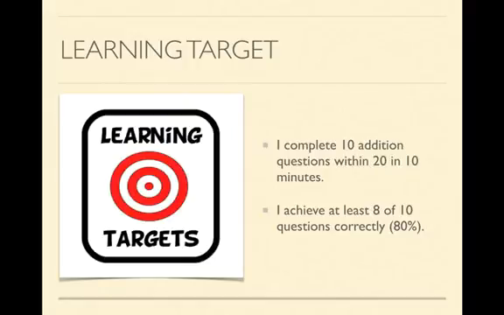In these two learning targets, I selected the subject as I, which means students can repeat that I complete 10 addition questions within 20 in 10 minutes. And also I achieve at least 8 of 10 questions correctly. So students will find it easier to understand if you use the first person perspective to communicate with them.